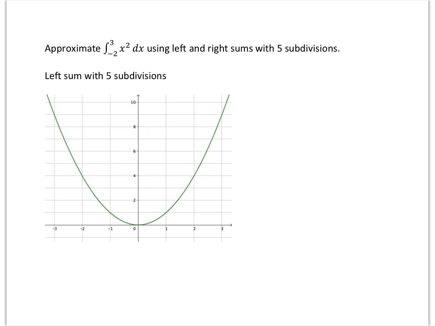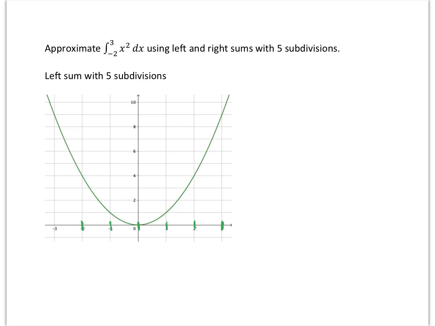Approximate the integral from -2 to 3 of x squared dx using left and right hand sums with 5 subdivisions. So we'll start with left. We're going from -2 to 3. So I'm going to mark those spots on the x-axis. Then I have to break that into 5 equal pieces. So I've got 1, 2, 3, 4, 5. So 5 subdivisions.